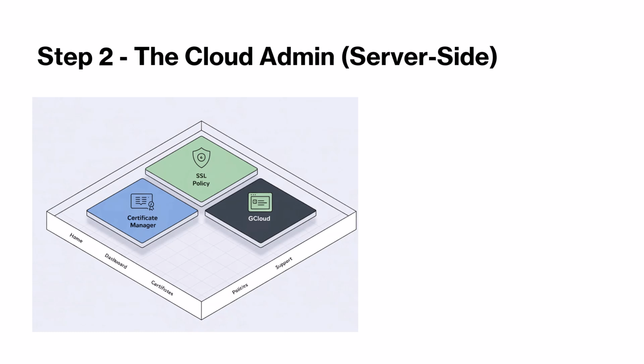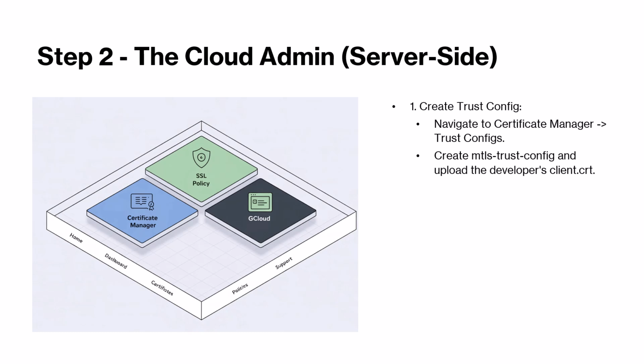So next step, or step 2, will be the cloud admin or the service side. So we'll have to create a trust config. So navigate to certificate manager, trust configs, which I will do, and create mTLS trust config and upload the developer's client.cert. Okay. So we'll all do it practically on the Google Cloud Console.